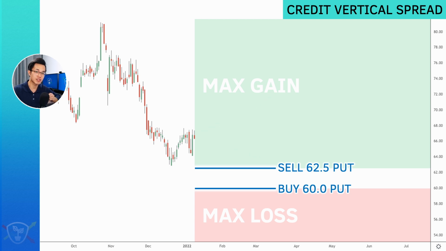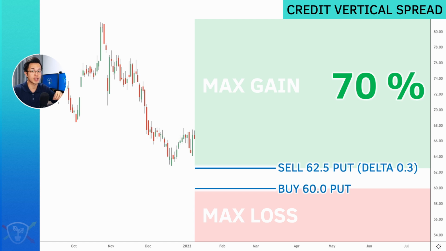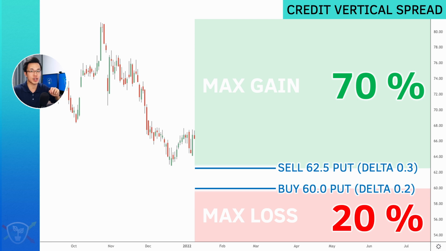Now, what are the chances of that happening? The $62.50 put option that I sold has a delta of 0.3, and that means that I have a 70% chance of making the maximum gain. The put option with a strike price of $60 has a delta of 0.2, which means that I have a 20% chance of incurring the maximum loss. And the remaining 10% is whatever is in between the max gain and the max loss.